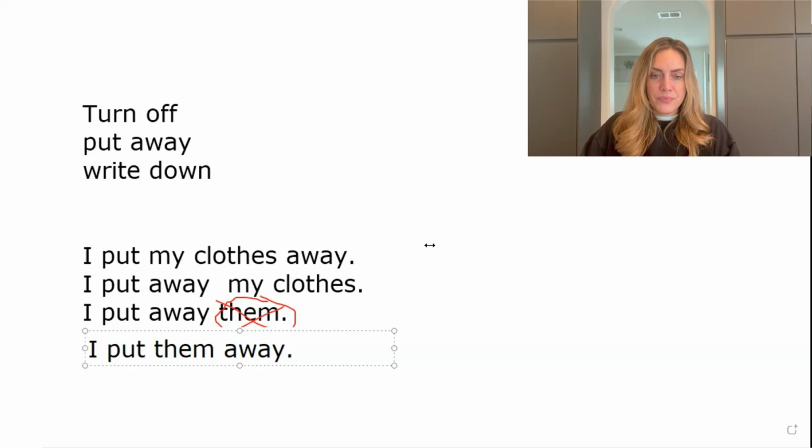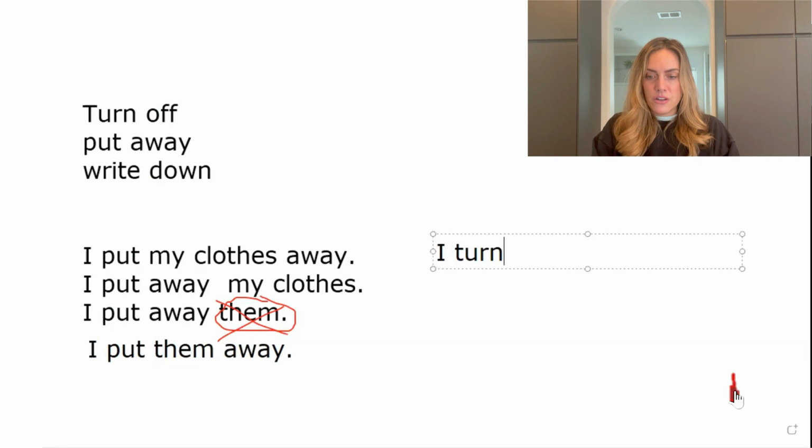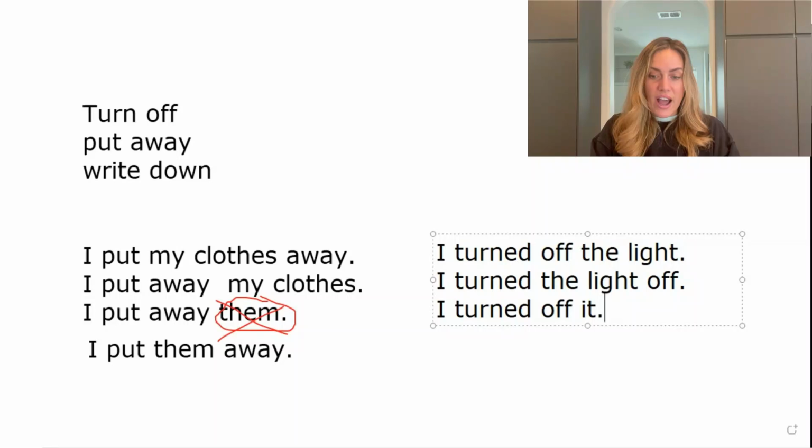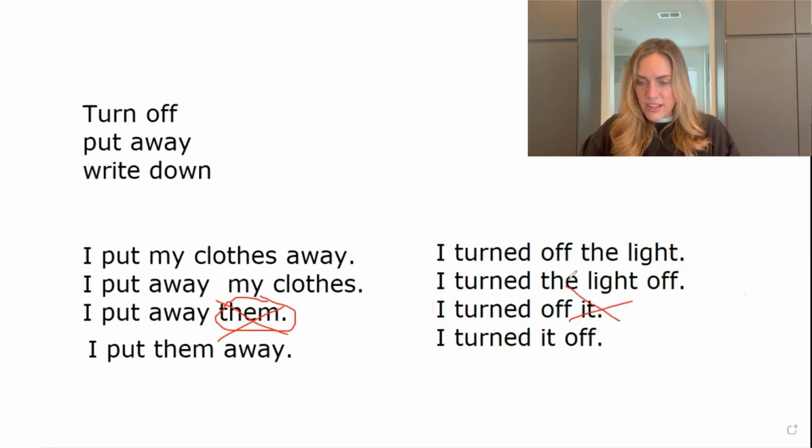How about the other one? I turned off the light. I turned the light off. What's the pronoun for light? It. I turned off it. No. I turned it off. You cannot leave the pronoun at the end. It makes sense to. It's just, I don't know why. It's annoying, right? But that's it. That's the information I'd like to give you about separable phrasal verbs.